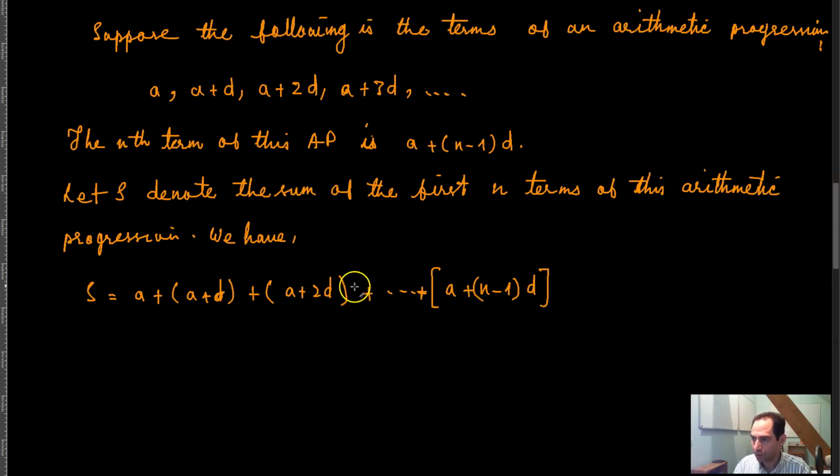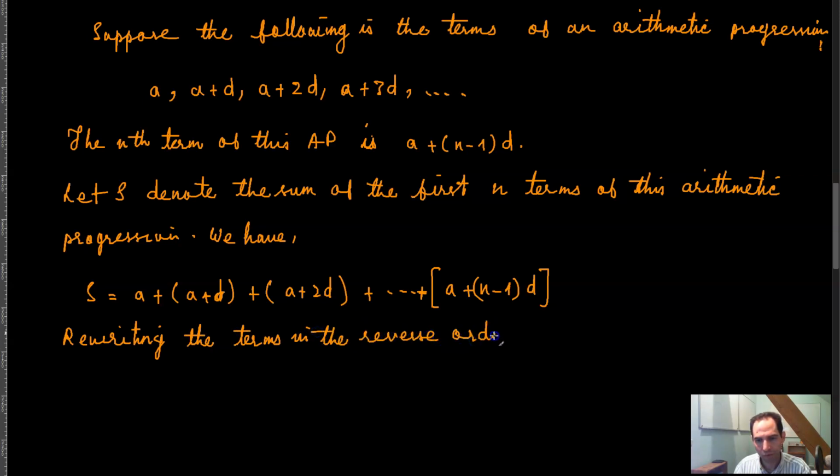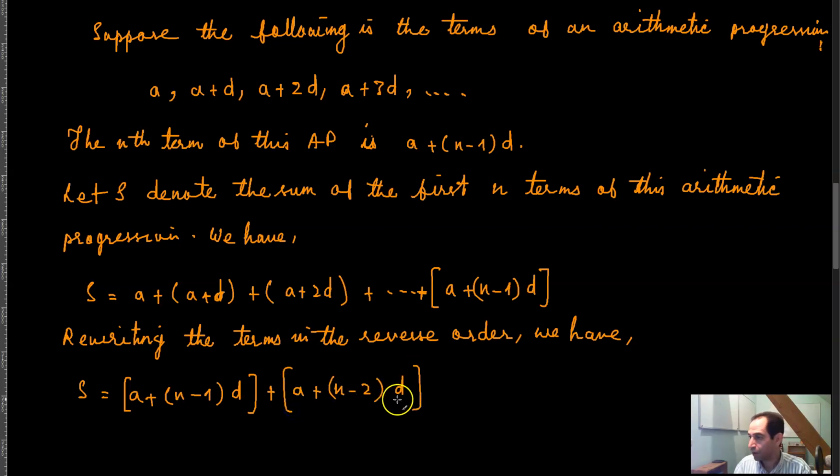Right? And rewriting the terms in reverse order, we have S is equal to a plus (n minus 1) times d, plus the term before this, which becomes a plus (n minus 2) times d, and plus all the way up to a plus d, plus a, right?